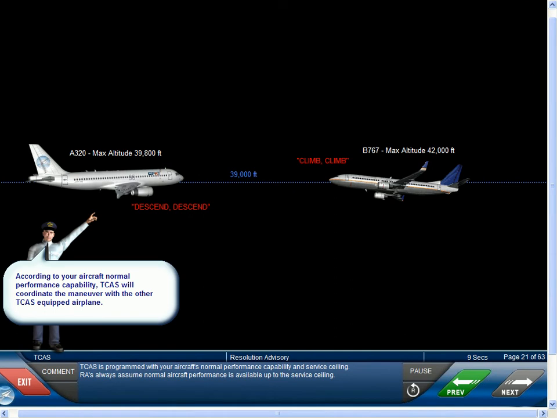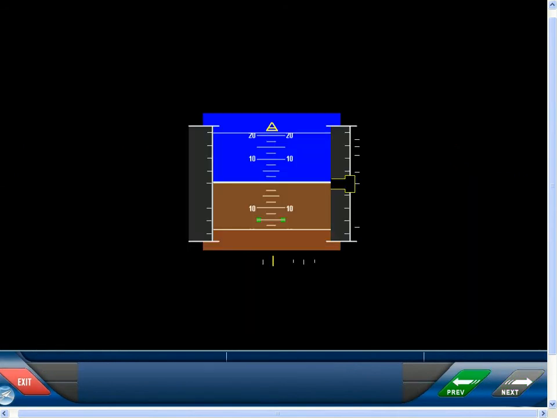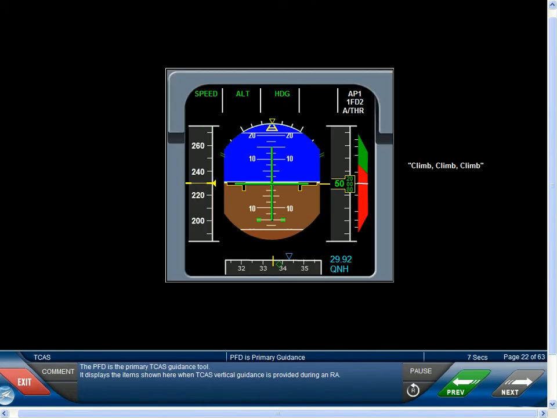TCAS is programmed with your aircraft's normal performance capability and service ceiling. RAs always assume normal aircraft performance is available up to the service ceiling. The PFD is the primary TCAS guidance tool. It displays the item shown here when TCAS vertical guidance is provided during an RA.